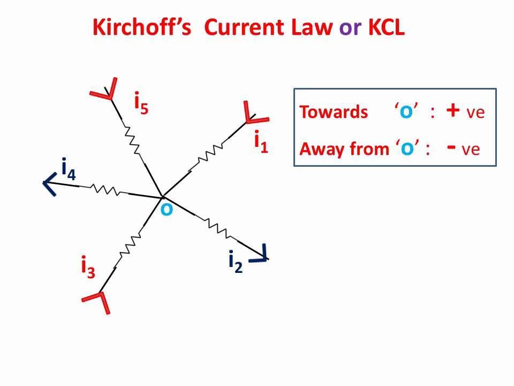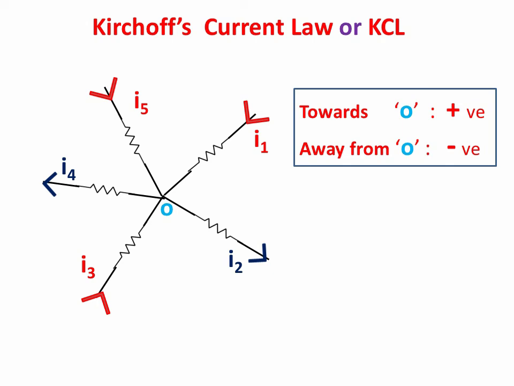Now, we are going to discuss the algebraic sum. Algebraic is nothing but studying the positive and negative, isn't it? So, we have to assume that if the currents are moving towards the junction, they are all positive currents. When they are away from the junction O, they are negative currents.